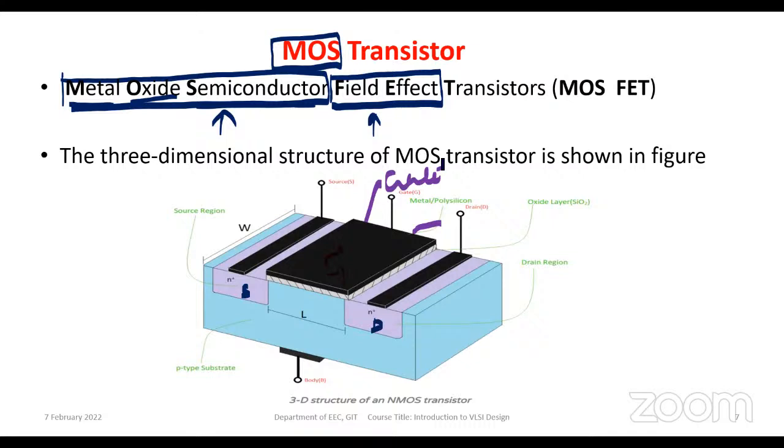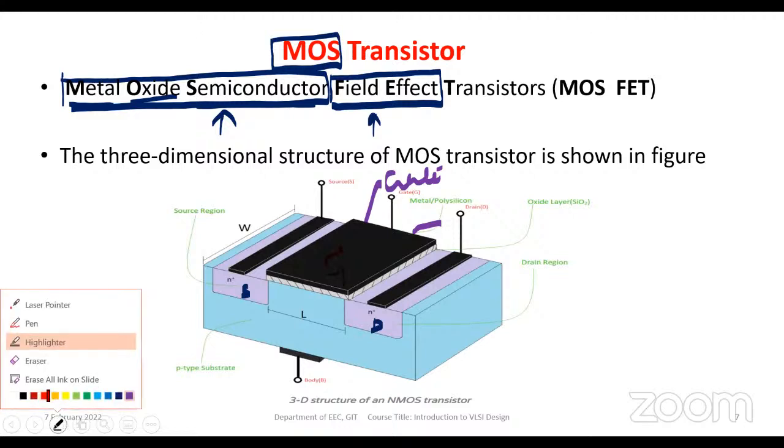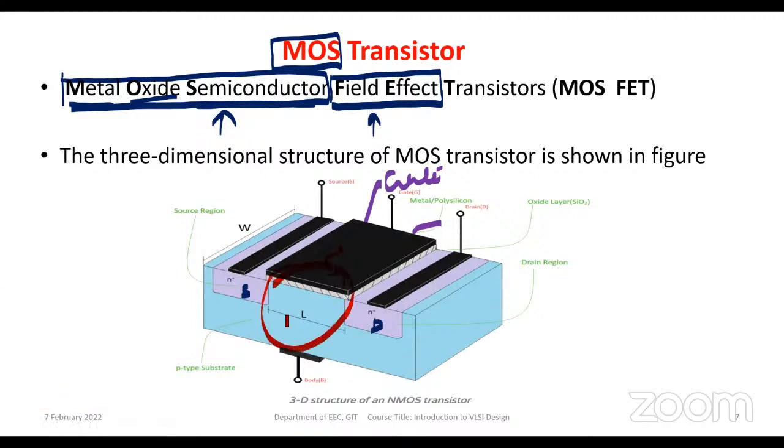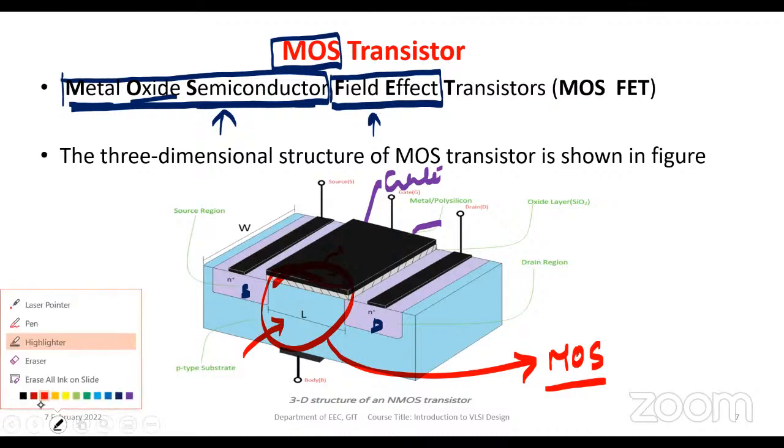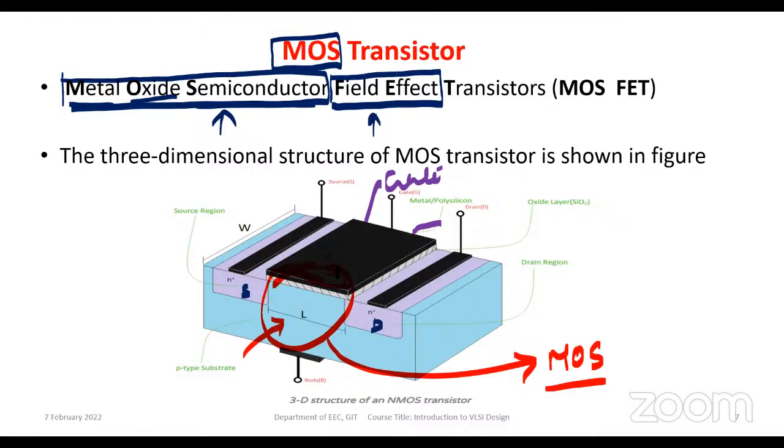Now, in this three-dimensional view, we observe that one of the important parts, the backbone of this transistor, is this part. This part is very, very important. Because of this part only, it is called a MOS structure. Whatever the black color that you can see here, on top, the thick line, that is called a metal.